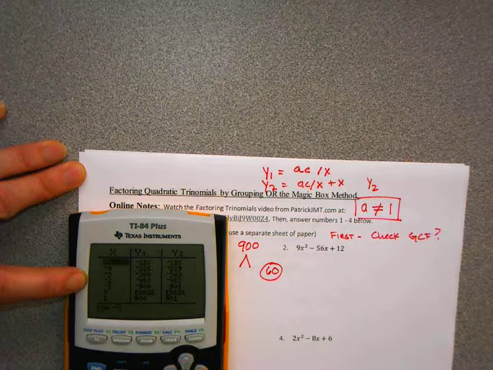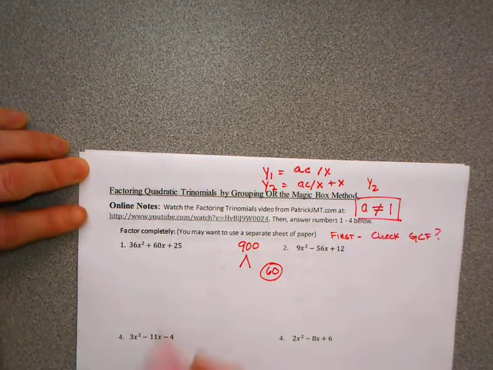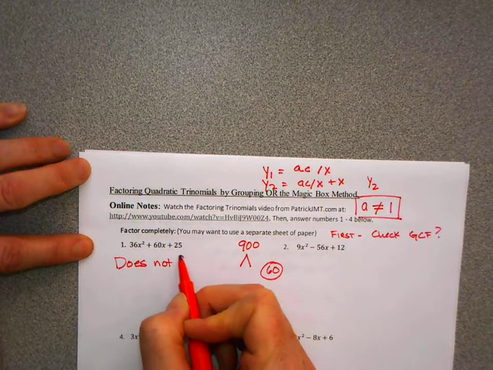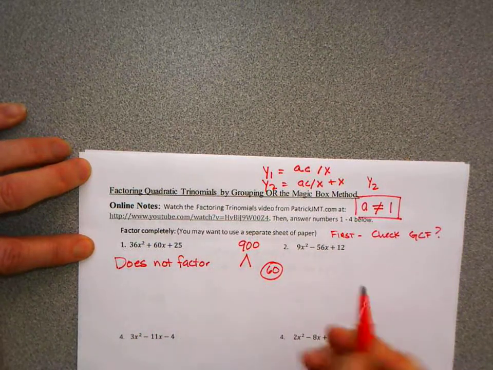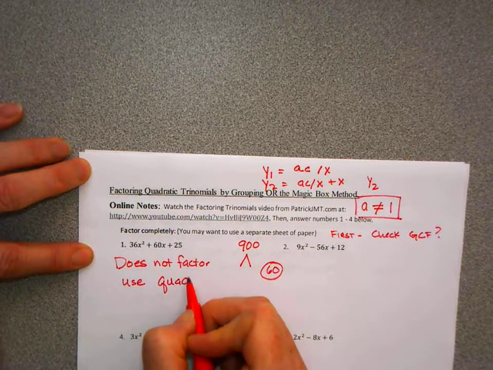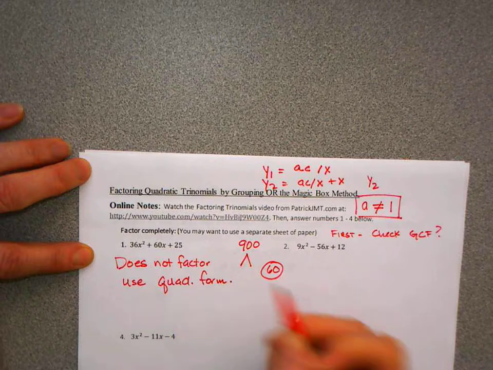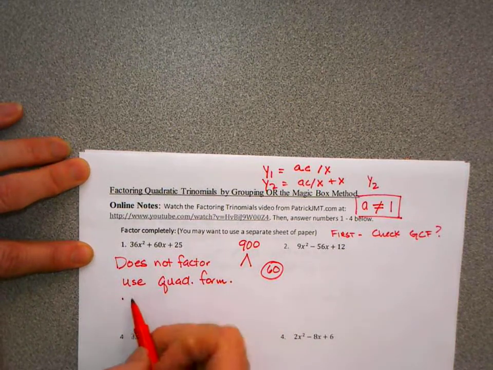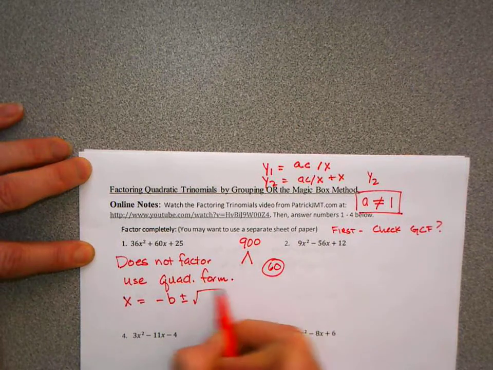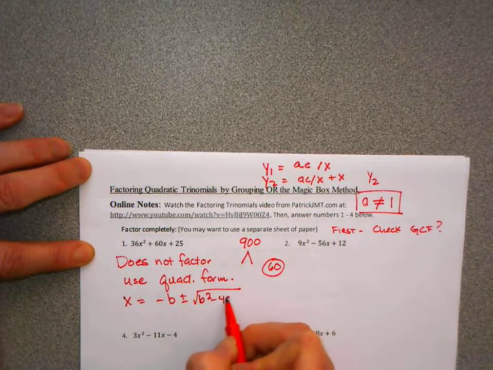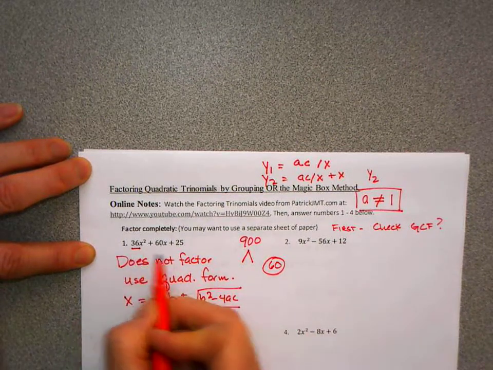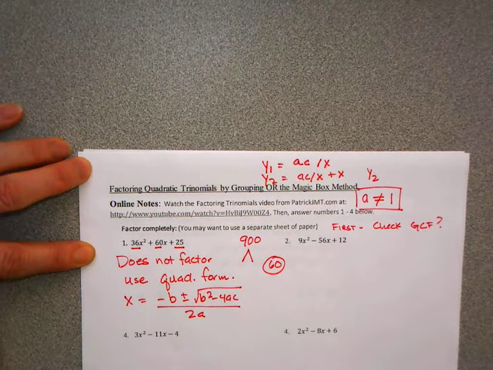which isn't there. So, nope, it's not here. So what does that tell me? That tells me that this does not factor. Okay, and if it does not factor, then what I need to do is use the quadratic formula. Okay, I'm not going to do that here, but if I absolutely needed to factor this, I would do x equals negative b plus or minus the square root of b squared minus 4ac all over 2a, where a is 36, b is 60, and c is 25.